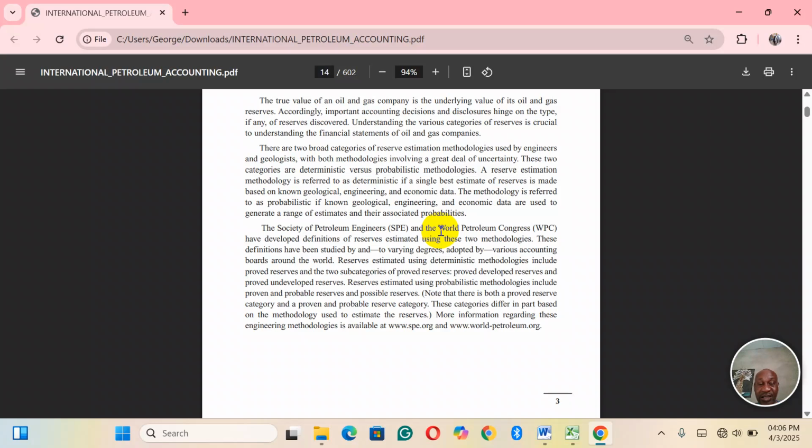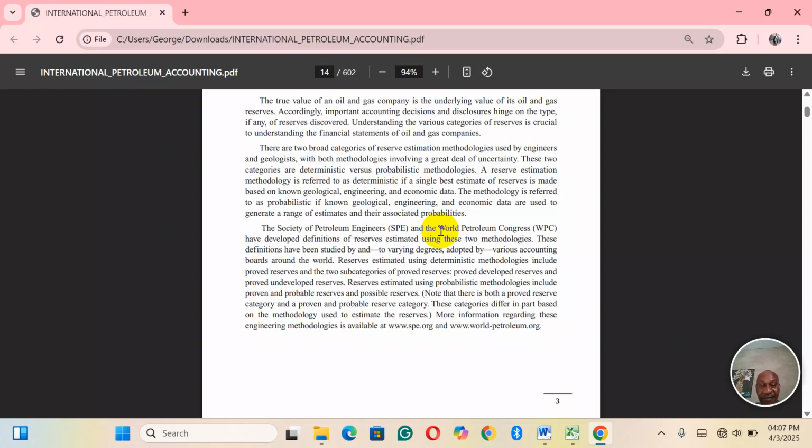The Society of Petroleum Engineers, SPE, and the World Petroleum Congress, WPC, have developed definitions of reserve estimates using these two methodologies. Their definitions have been studied by, and to varying degrees adopted by, various accounting bodies around the world.